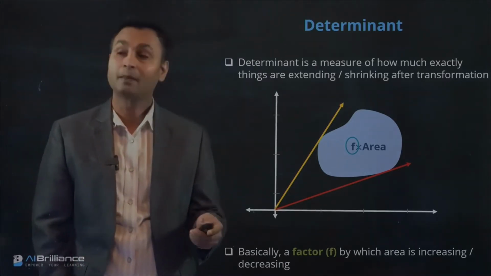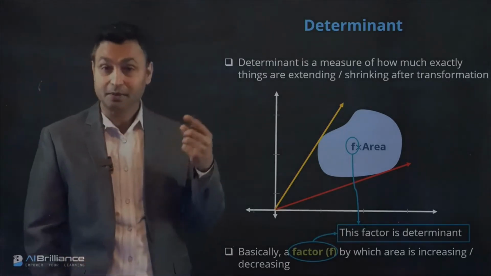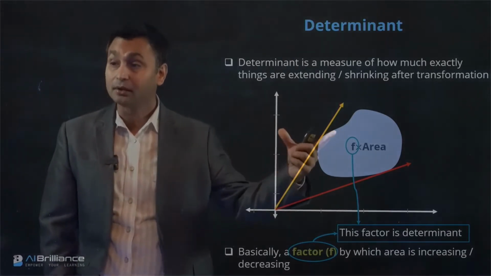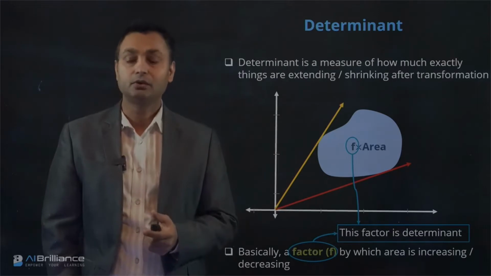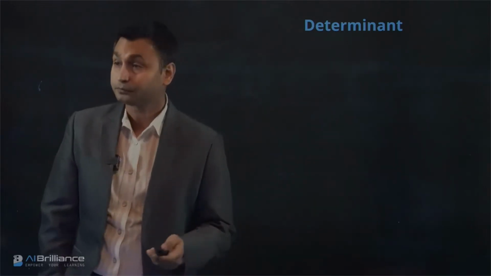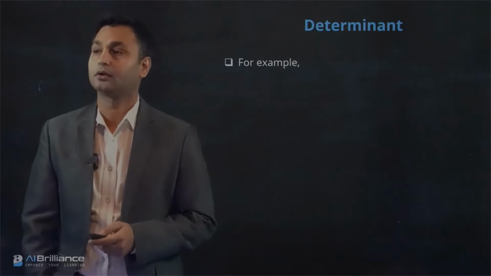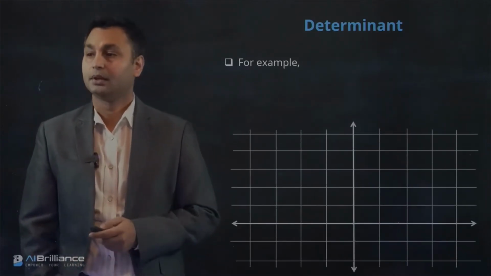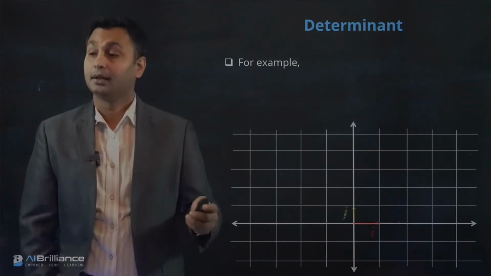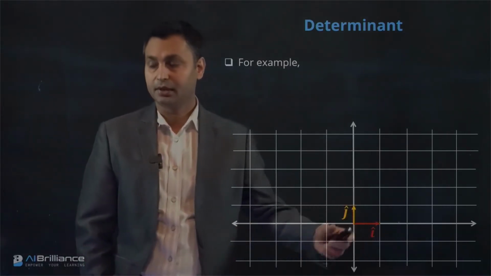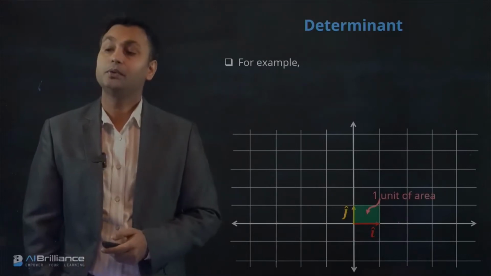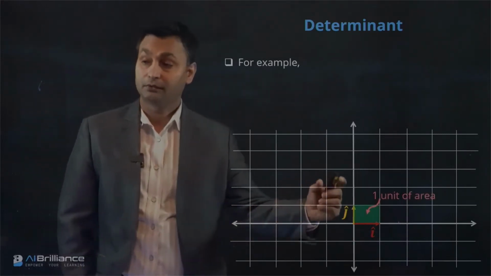So this factor by which the area of that object grew is essentially a geometric way to understand what the determinant does. It basically measures that increase or decrease of the area of an object, which could be achieved through different transformations. Let's try to conceptualize some of these ideas. For example, let's say we have this grid, a simple initial grid where i and j are there, and we have one unit of area defined in this grid.